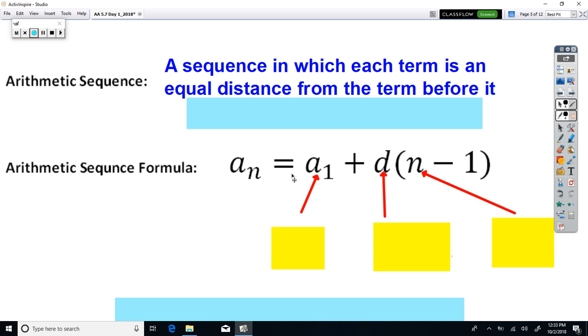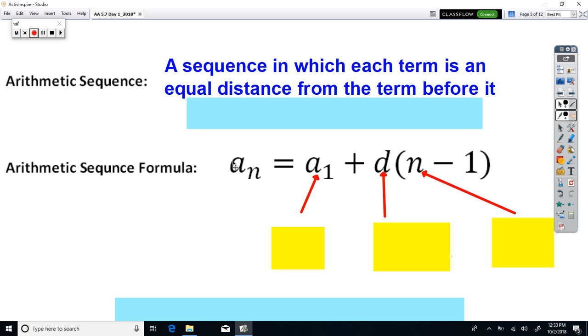So this is the formula for an arithmetic sequence, and it's on your formula sheet. You do have to know what everything stands for, so if you want to add it to your notes and or to your sheet, you can. We're only learning one of the 4 formulas today, just the arithmetic sequence.